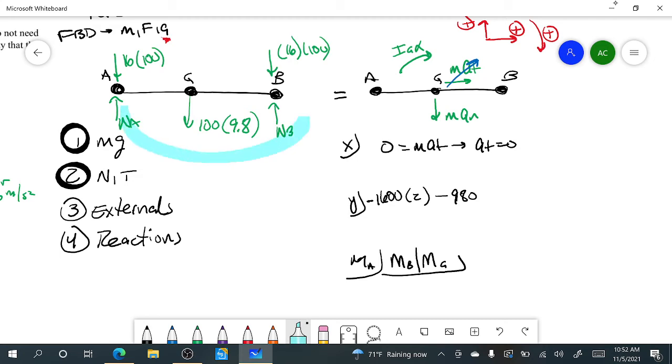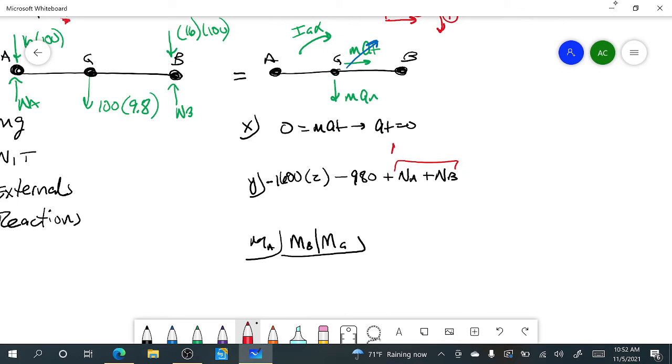And then I got to look at my NA and my NB. Now I assume my NA and my NB are going to be the same, but just to do it the proper way, I'll put NA plus NB, because I don't know if they're the same or not yet. I'm assuming that they are because of symmetry. All right, and so I'll put a little note there. I'm going to say NA equals NB because of symmetry.